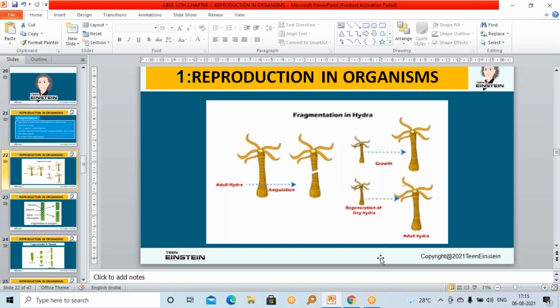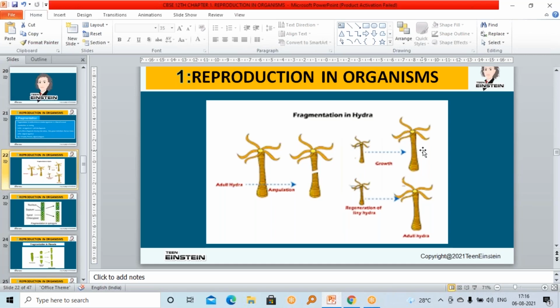Here, the fragments are not equal. Unequal fragments are forming. Isn't it? You can see here. This is the adult Hydra and this adult Hydra is forming fragments. It may be equal or unequal. And each fragment, both parts, will become complete. It will grow and produce a complete organism. Each fragment will grow and form a complete organism or a mature Hydra.